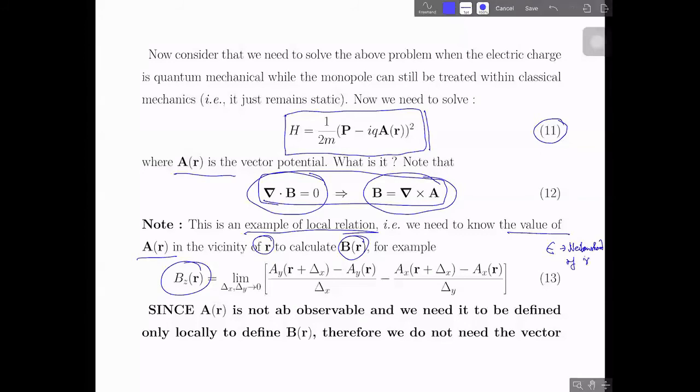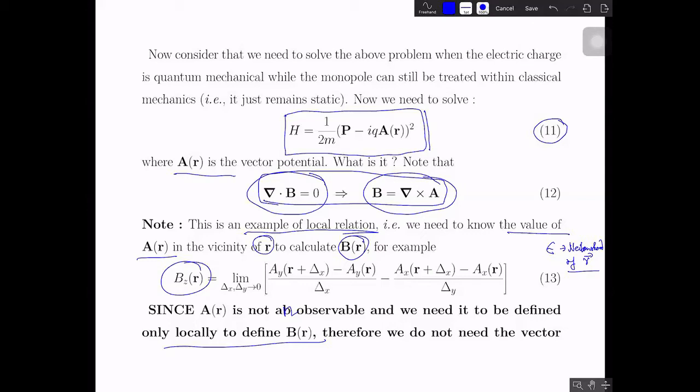Of R. Okay, so that's what we need. So that's an example of a local relation. Since A is not an observable, we do not need A to be globally defined. We know that A is not an observable, it's not globally defined, but we only need it to be locally defined, to be able to define B of R uniquely at that point. Whatever A is doing, we don't care much because it's not a measurable. But we should absolutely make sure that B defined from A is unique. And for that, we only know the local value of A.